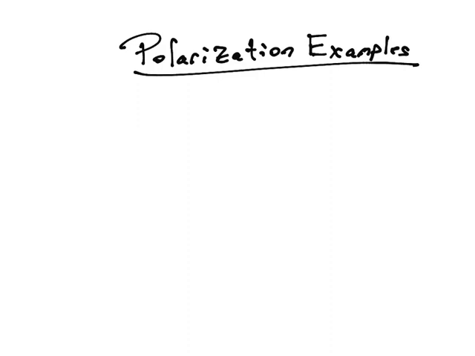Alrighty, in this video we will be working some example problems for polarization. So polarization, we learned last time that light, being electromagnetic radiation, is composed of an electric field and a magnetic field oscillating together, perpendicular to each other, as a transverse wave. And polarization is that characteristic which is described by the direction that the electric field oscillates.